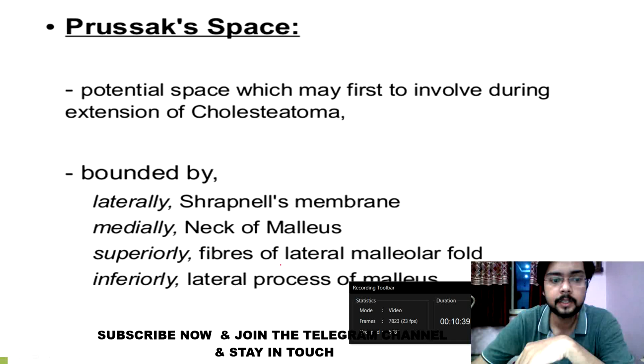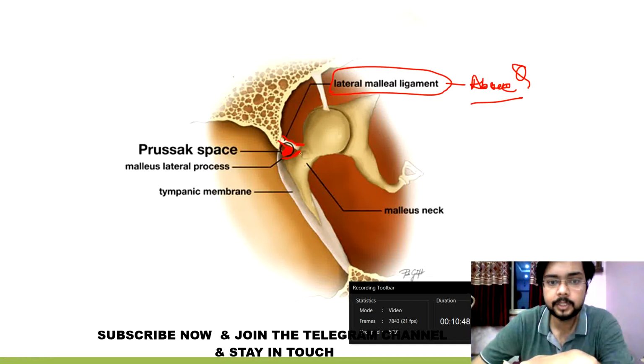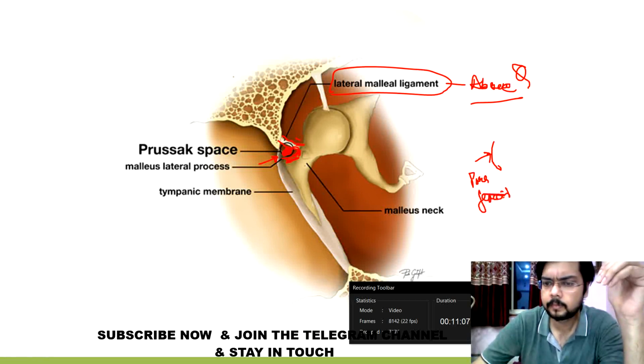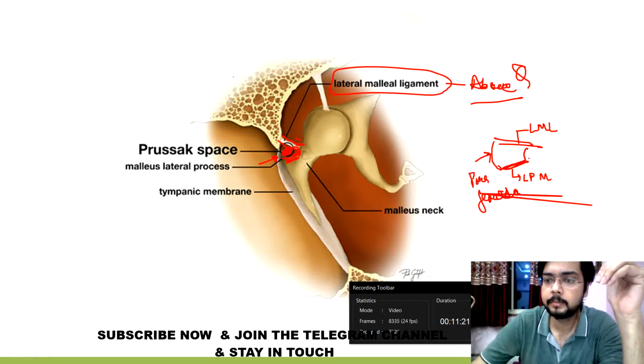And you just see, this is your medial boundary by the neck of malleus, below by the lateral process of malleus, and lateral by the pars flaccida. So very easy. Here laterally will be your pars flaccida. Okay. Superiorly or above by the lateral malleolar ligament, inferiorly by the lateral process of malleus, and medially by the neck of malleus.